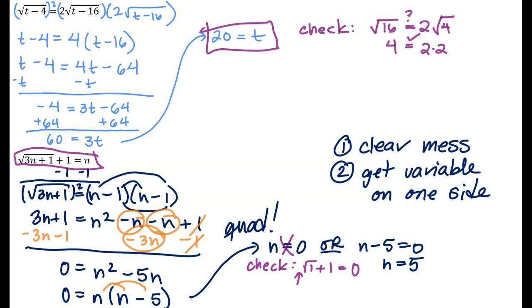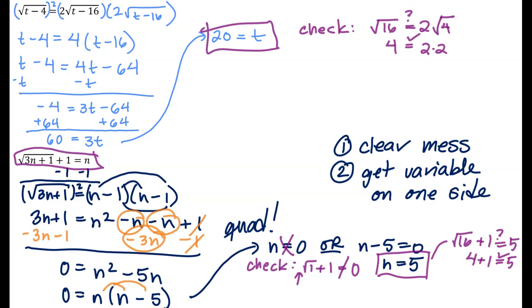So we're going to cross out n equals 0. So this is not true. 1 plus 1 is 2. 1 plus 1 is not 0. For n equals 5, my check is 3 times 5 is 15, plus 1 is 16. So I get the square root of 16 plus 1, and I want to know if that equals 5. And that is true. 4 plus 1 does equal 5, no sign problems. So my one and only solution is n equals 5.